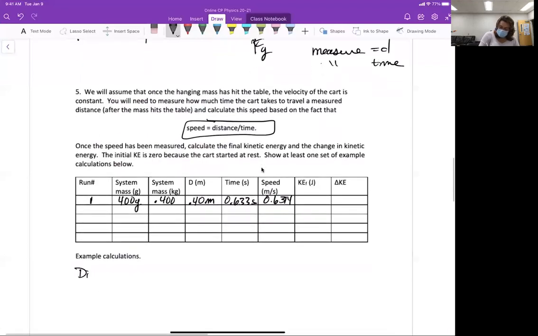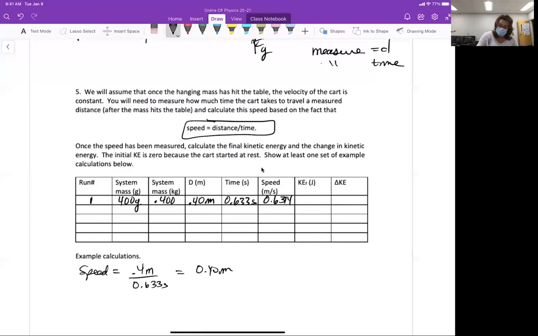So the first thing was speed. So I had speed equals 0.4 meters over 0.633 seconds. That's that final velocity of that car.